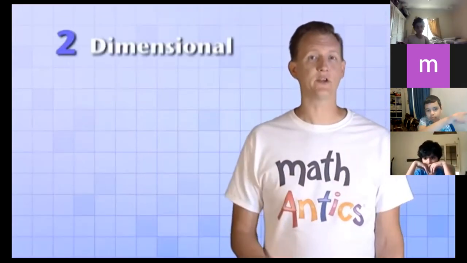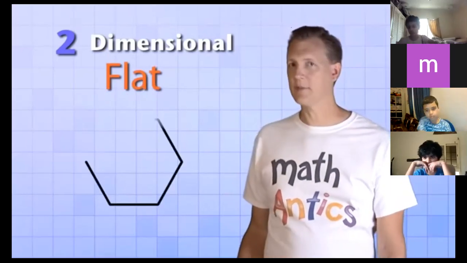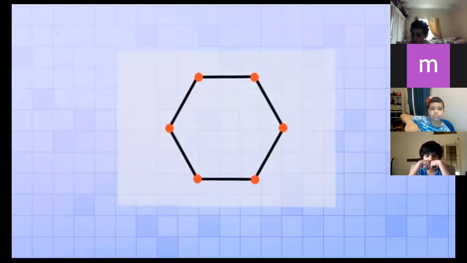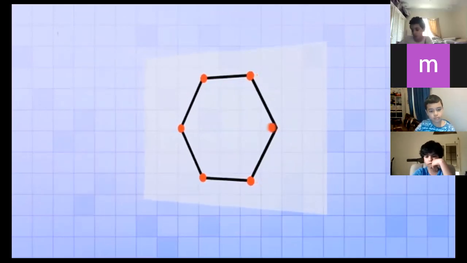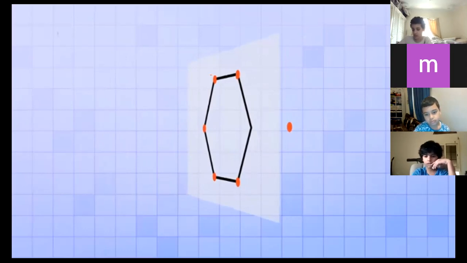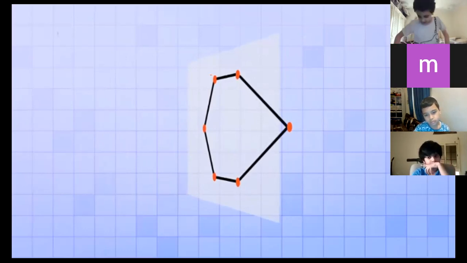And the last thing we need to know about polygons is that they're two-dimensional or flat shapes. And that means that all the vertices must lie on the same plane. If any one of the vertices were to move forwards or backwards so that it wasn't on the same plane as all the other vertices, then it wouldn't be a flat shape anymore.